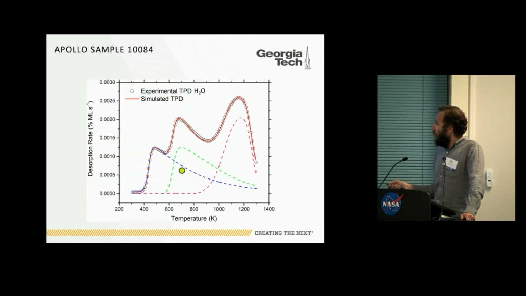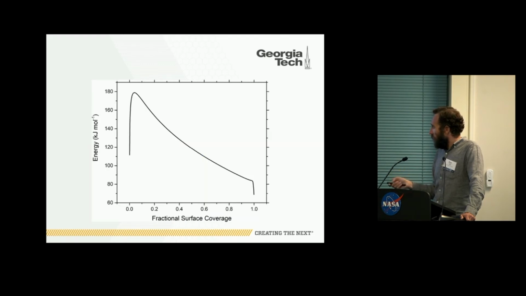So this is the TPD of Apollo sample 100084 for water. You have multiple peaks here, which could correspond to different sites coming off. What I'm really going to focus on is this one right here. You notice that water starts to evolve at around 400 Kelvin, slightly below that. So, we fit this and extract the activation energy, and this is what we get.